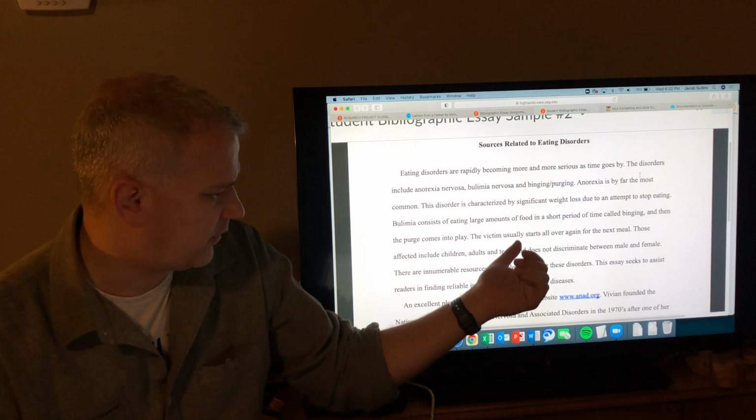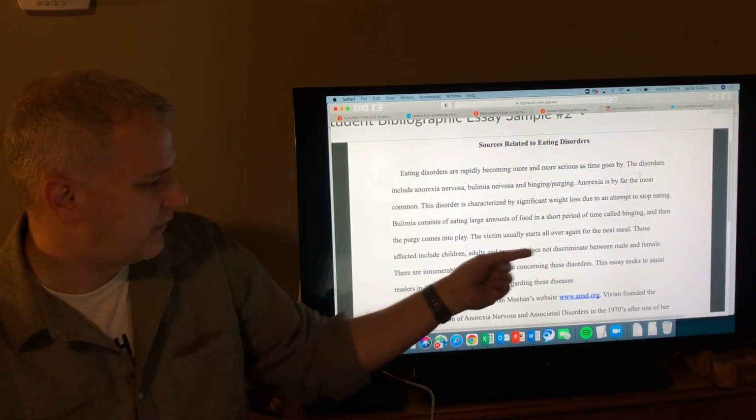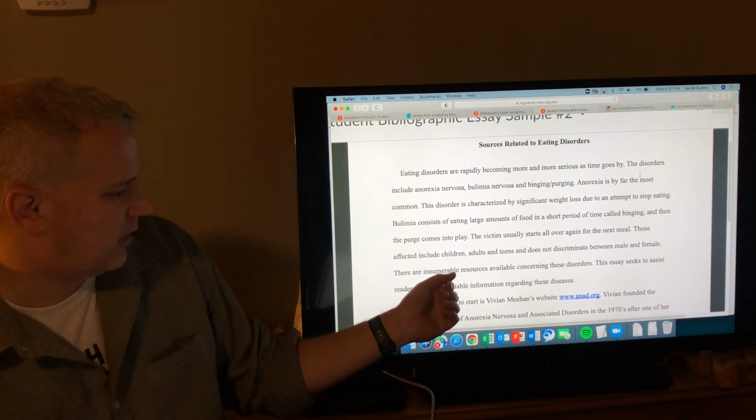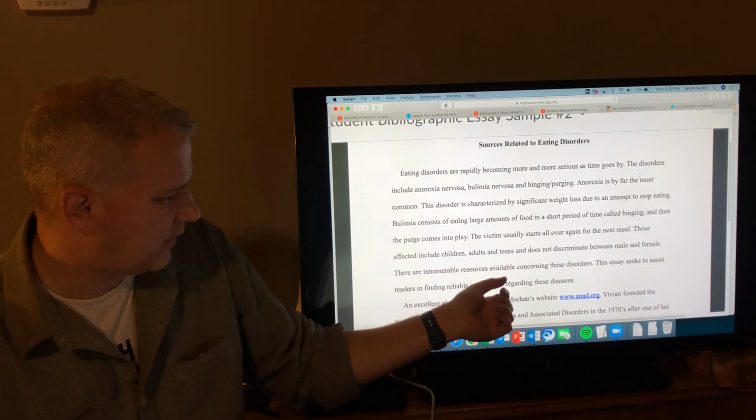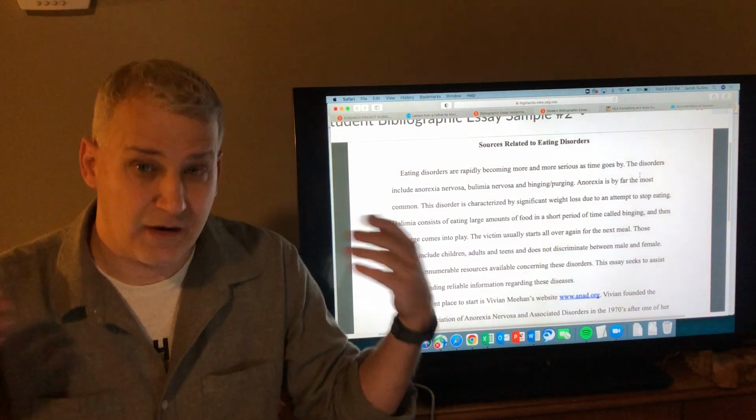Bulimia consists of eating large amounts of food in a short period of time, called binging, and then the purge comes into play. The victim usually starts all over again for the next meal. Those affected include children, adults, and teens, and it does not discriminate between male and female. Okay, there's the introduction.